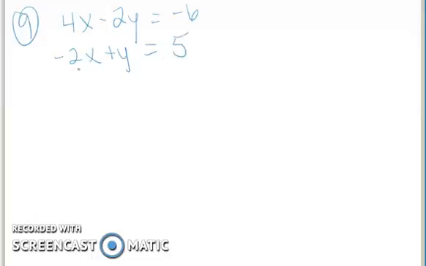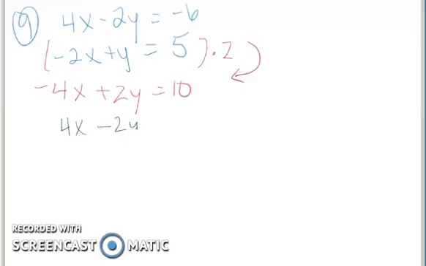All right, number 9, again, solve any method we like. We get 4x minus 2y equals negative 6, and negative 2x plus y equals 5. They're lined up already, so in fact if I multiply the bottom by 2, I'm going to get the x's to cancel. So let's go ahead and do that. So we'll multiply that, we get negative 4x plus 2y equals 10. And my other equation, I'm just going to rewrite it. 4x minus 2y equals negative 6. Add the equations.